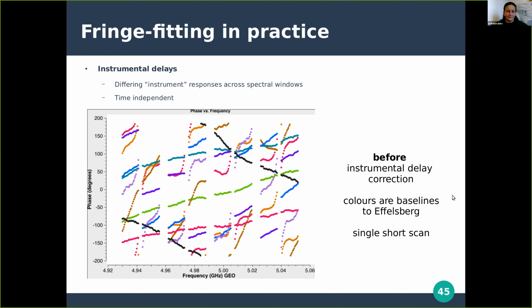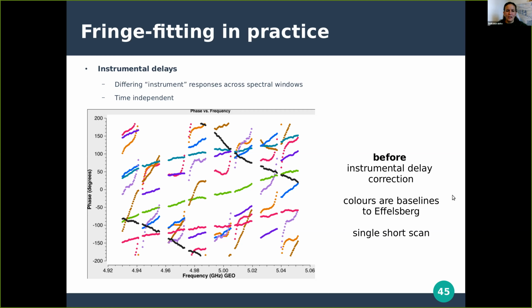So in practice, we use fringe fitting a couple different ways. The first thing we do is we use it to solve for instrumental delays. And so this is to account for different instrument responses across the spectral windows. This is time independent, and so you'll take just a very short scan on a very bright calibrator source, and you can find the instrumental delays.